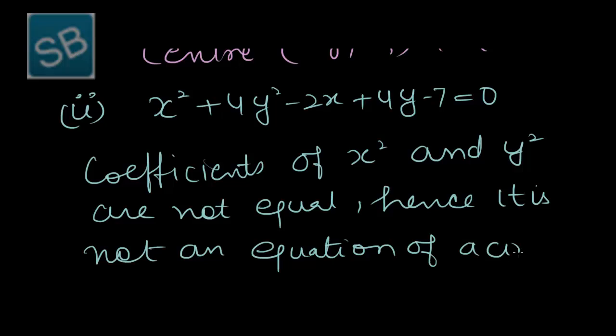So it is necessary to find out first of all whether the coefficients of x square and y square are equal and there is no term which contains xy. Then we will further move to the third condition and check whether g square plus f square minus c is greater than 0 or not. And after that we can proceed to find out radius and center if the equation is satisfied.